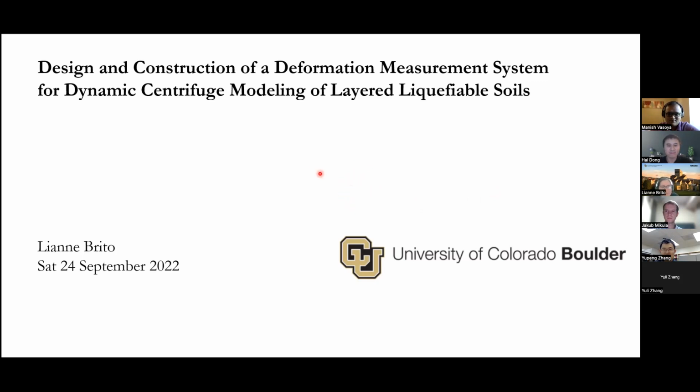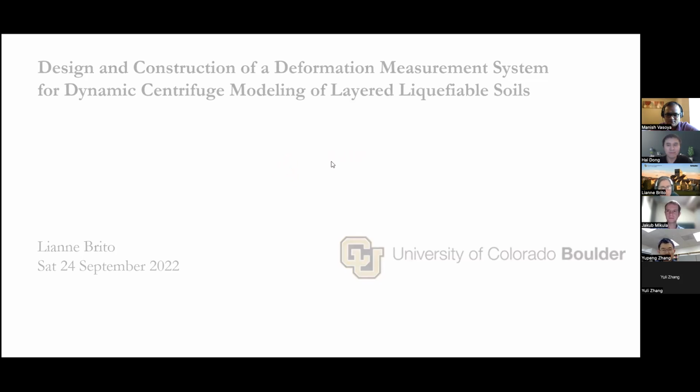So like I was mentioning, I will be talking about today the design and construction of a deformation measurement system we designed at CU Boulder.